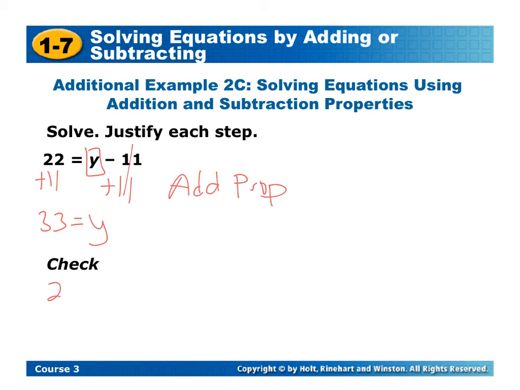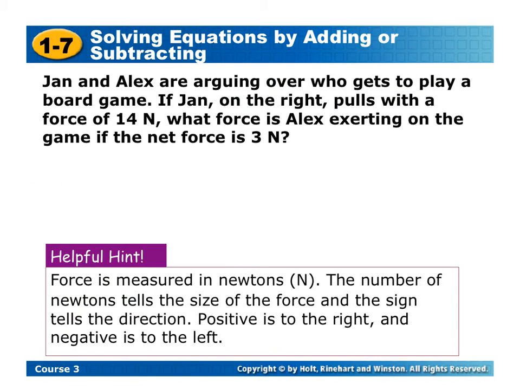Once again, I can check. 22 is equal to 33 minus 11. Well, 22 is equal to 22, so it checks out. So now let's go ahead and look at a situation where we would solve equations using a word problem. So Jan and Alex are arguing over who gets to play a board game. If Jan on the right pulls with a force of 14 newtons, what force is Alex exerting on the game if his net force is 3 newtons?